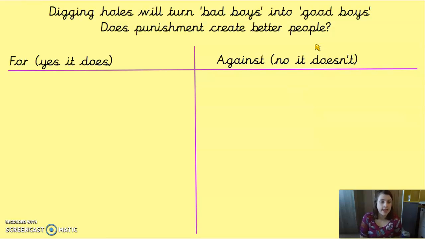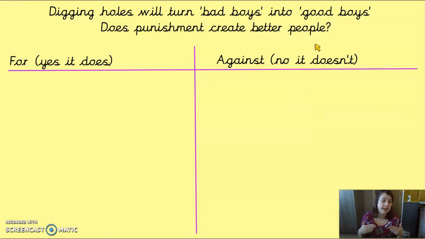So what you're going to do today is what we did last week. I want you to split your page into two and just bullet point some reasons as to why it does make them better and why it doesn't. Okay, and this one's going to be slightly trickier than the school uniform one because it's on a bigger topic, but you also might have a lot more to say about it because it's such a big question.